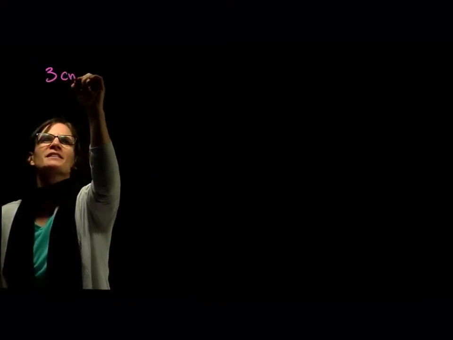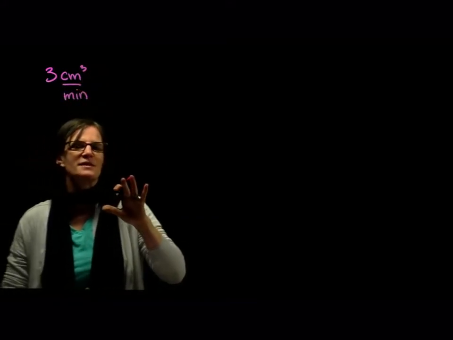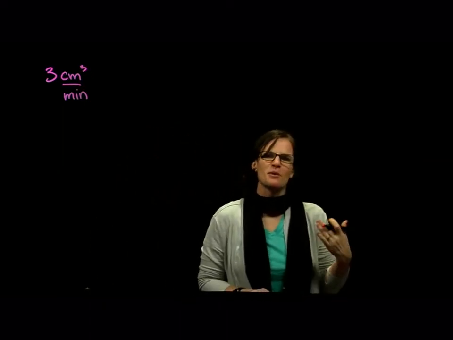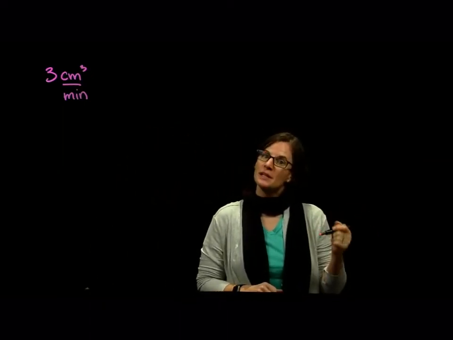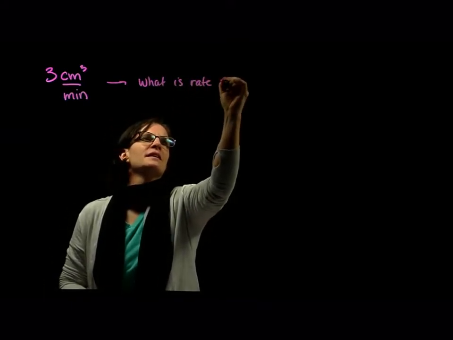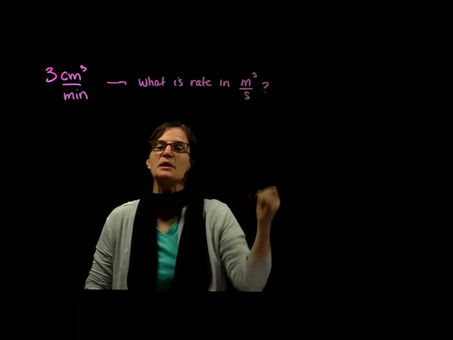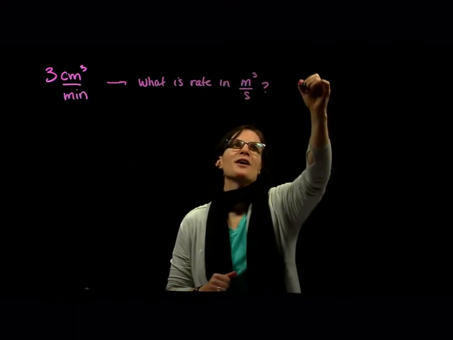Okay, so your problem reads that molasses has a bulk flow rate of 3 cubic centimeters per minute. I've totally made that up, of course. What is the bulk flow rate in meters cubed per second? So what is it in meters cubed per second? So we have to do a unit conversion.